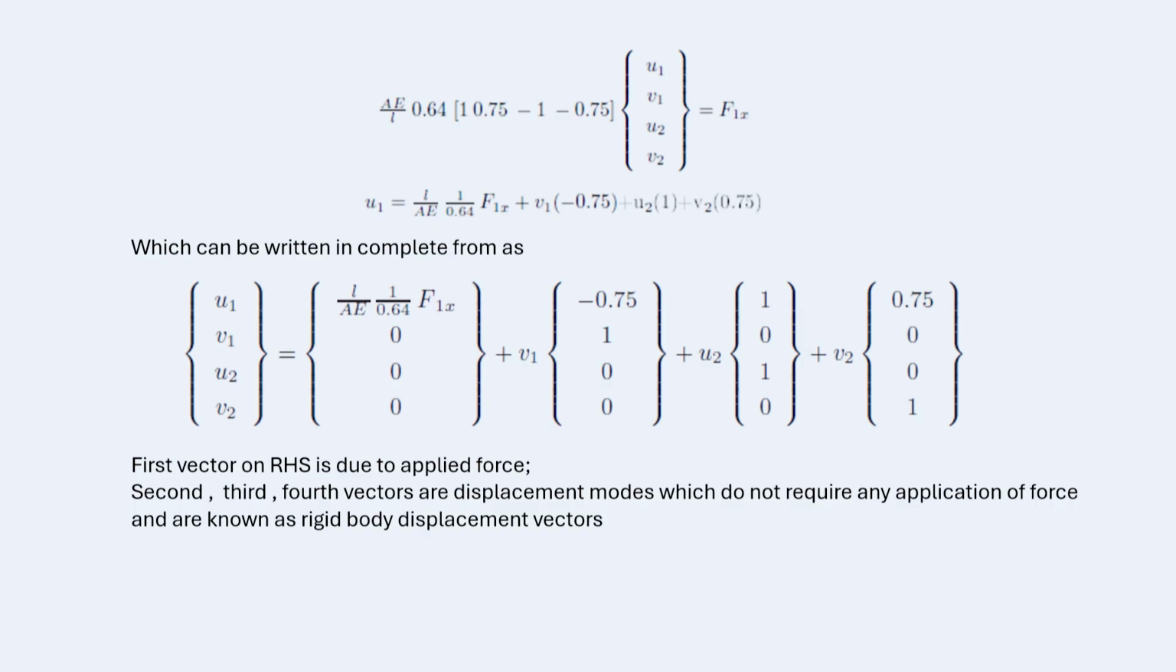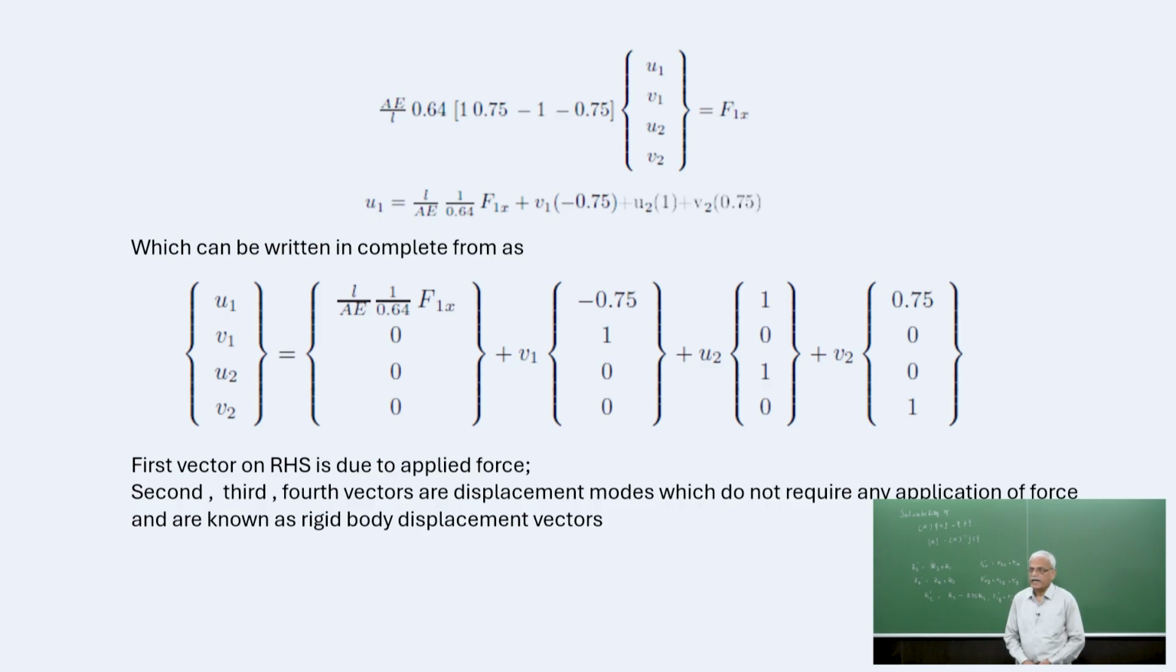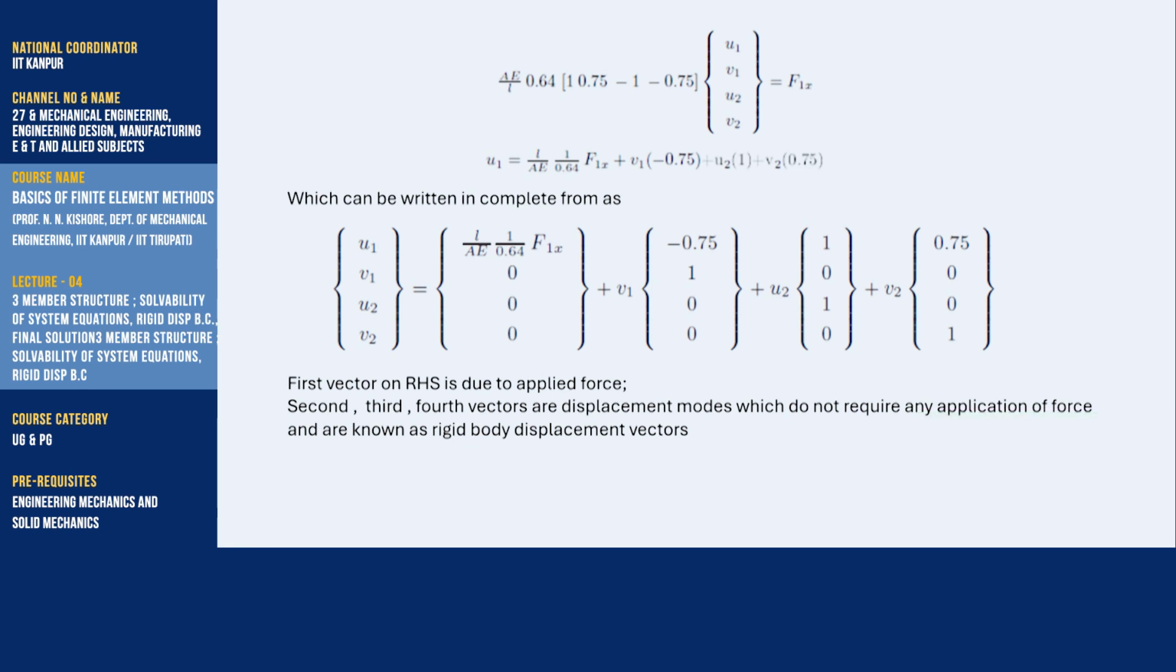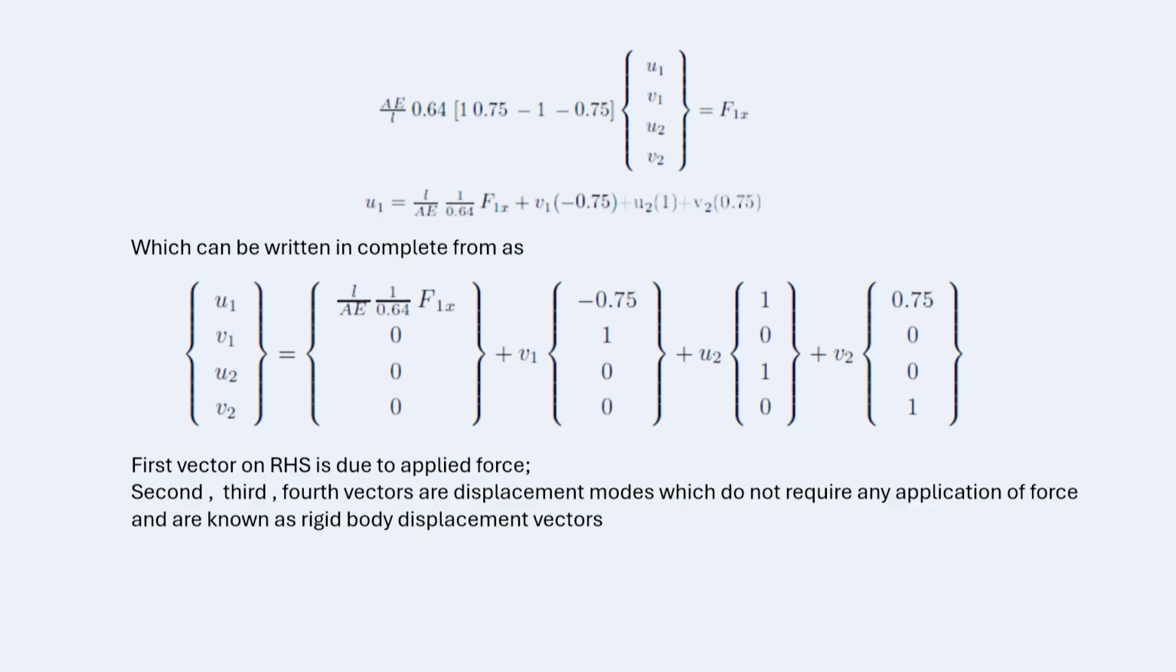So this is regarding u1, while U1 appears on the left side, V1, U2, V2 are appearing on the right side. That means the solution here depends upon f1x as well as some arbitrarily assigned values of V1, U2, V2. So this whole thing can be expanded to get the whole solution.